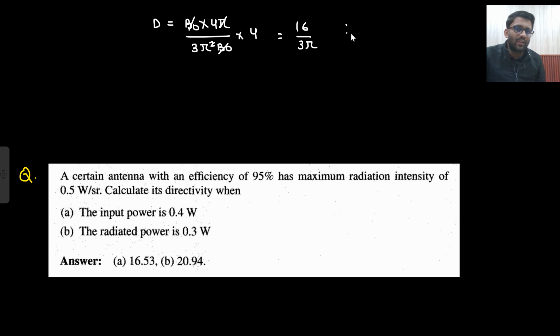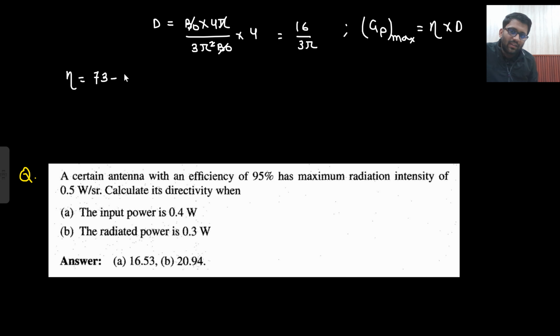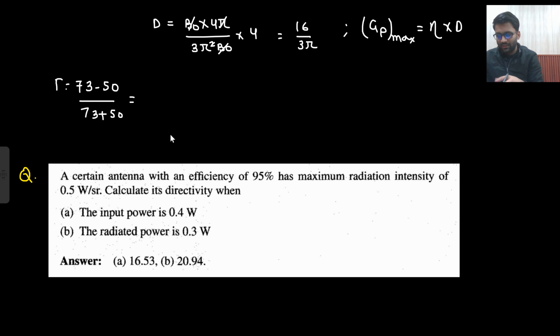But this is not the answer. I don't need to find the directivity. What I need to find is the maximum value of this power gain. So what is that? Neta into directivity. So what is your neta here? Your Zin is 73, your ZL is 50. I am finding the reflection coefficient. The reflection coefficient is 73 minus 50 upon 73 plus 50. So that would be 23 divided by 73 plus 50, which is 0.187.